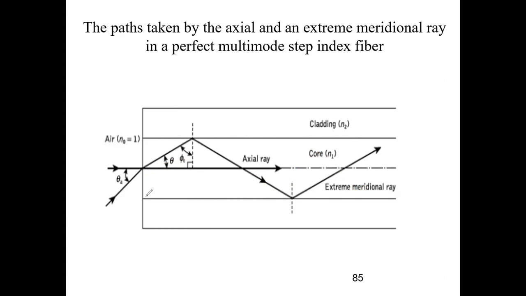So quickly draw this diagram. This is theta 2, this is theta, this is phi c, the critical angle, core refractive index N1, cladding refractive index N2. And I am considering the case of a multimode step index fiber. So this is the path taken by the axial and an extreme ray.